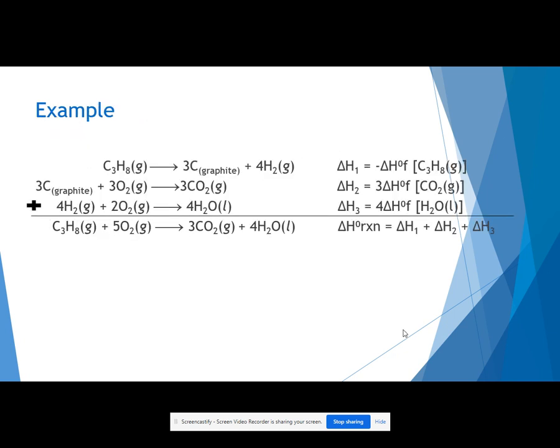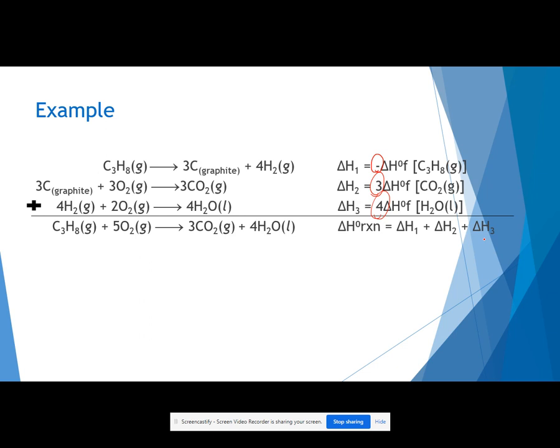If we were going to use Hess's law, we would have to take these 3 equations and manipulate them in order to get our bottom equation. For example, here we had to flip the equation, so we got a negative. Here we had to triple the equation, which is why we got a 3. And then here we had to multiply the equation by 4, which is how we got 4. And then just like we did with Hess's law, you add them all together.